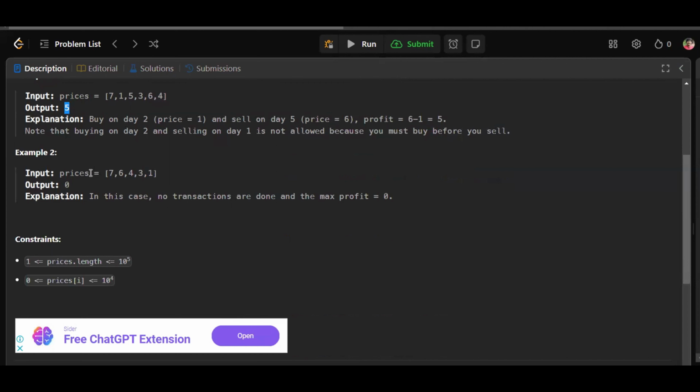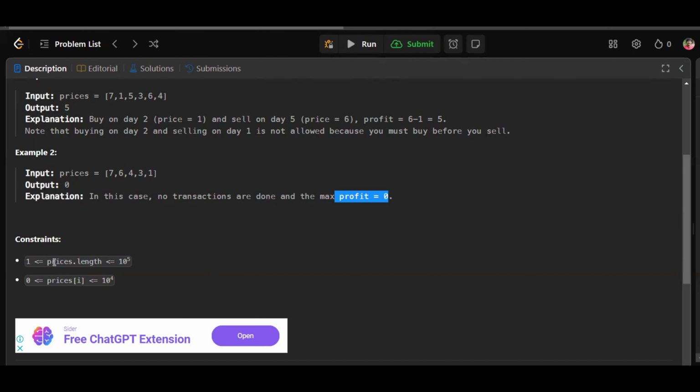Now in the second example, there are 5 elements given in the array, which are 7, 6, 4, 3, and 1. Now it is proven that we cannot make any profit by using a transaction in this array. Here, as the value is decreasing, suppose I buy the stock on a particular day, after this day, the value will be less. That's why the maximum profit is 0. In this case, we have to return 0. I hope you understood the example.